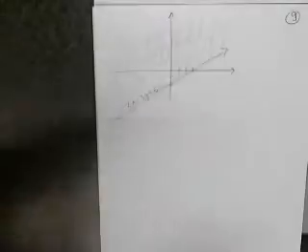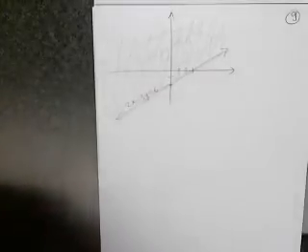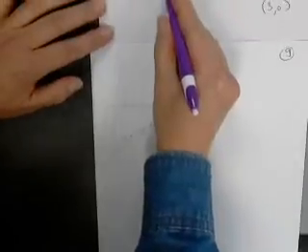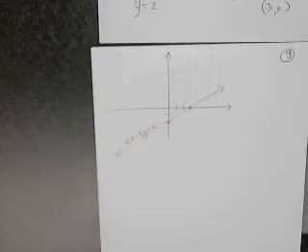Now, this is much easier. What is the equation that I have to graph for this? Y equals 2. Have to think for a moment. What type of line is y equals 2?